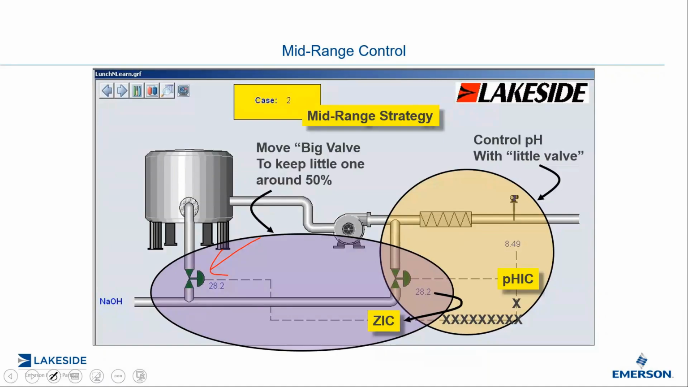However, you have to be careful here, because you're actually going to be pulsing the flow into here. You have to ensure that you have enough volume and agitated volume to be able to smooth out those pulses of caustic going into that tank.